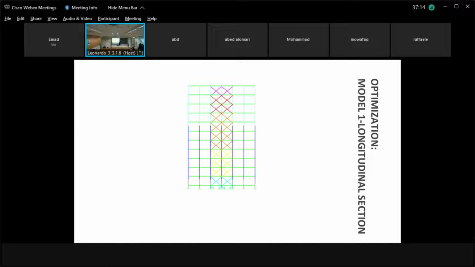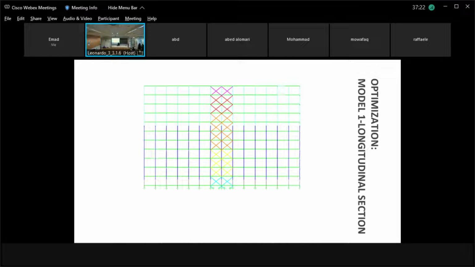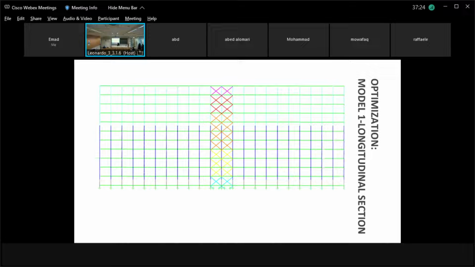Now looking to the longitudinal section, I studied different bay lengths. I started with two bays, then 4 bays, 6 bays, and 8 bays, and finally 10 bays. And based on the comparison of the safety index between these models, the change in the safety index were small. So I considered the model with 10 bays to be implemented because the cost of this model will be the lowest.